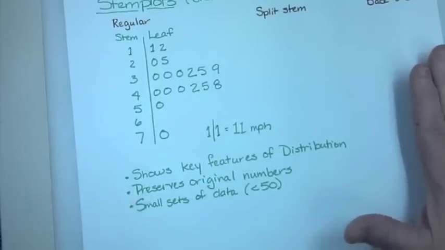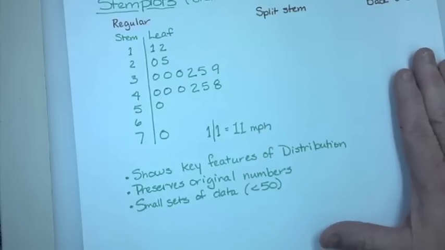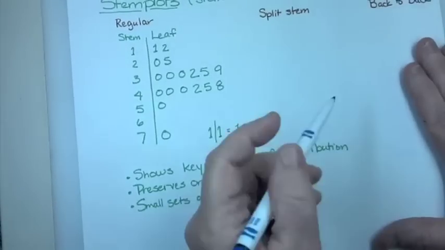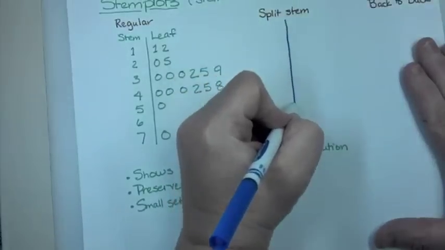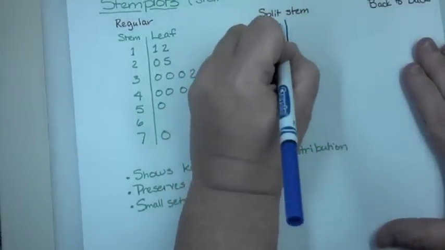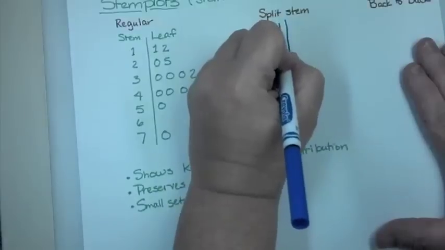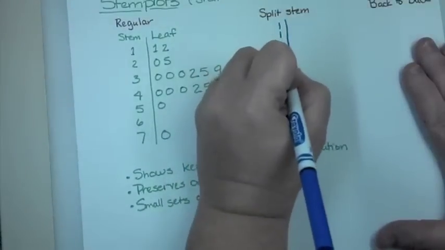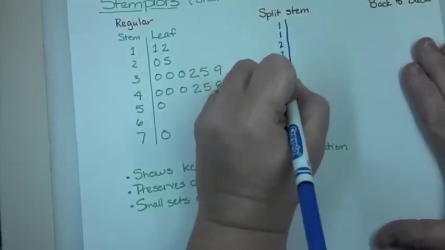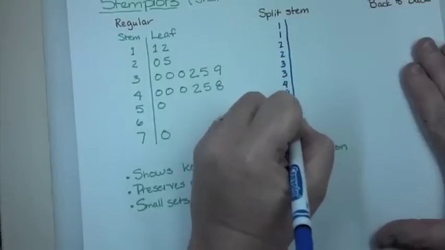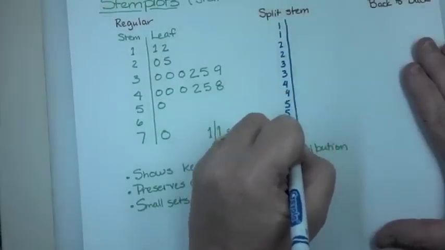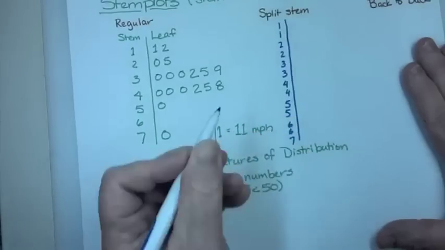Okay, there's a couple special kinds of stem plots. The first one's called a split stem, and that's just what it says. I'm going to split the 10s into 2, and the 2s into 2, and the 3s, and the 4s, and the 5s, and I hope they all fit. 6s, and well, there's only one 7 anyway.